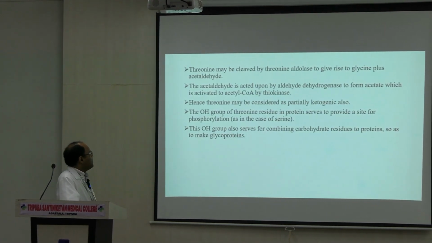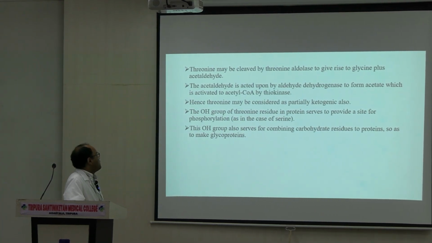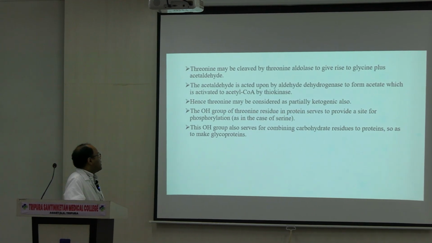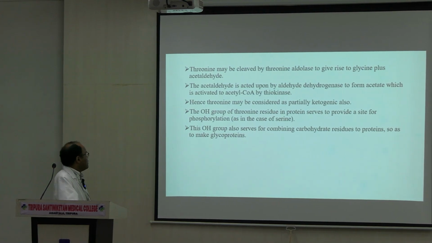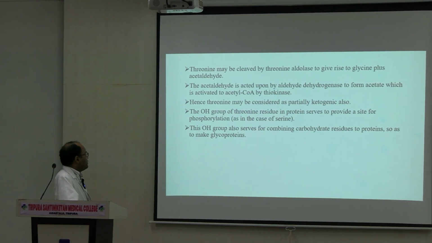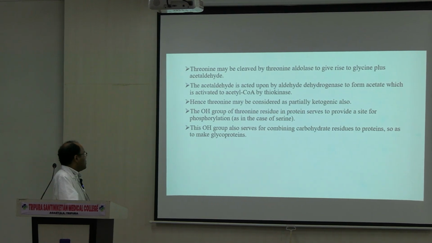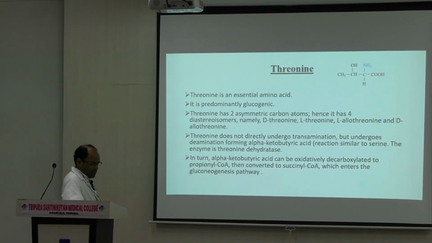Threonine may be cleaved by threonine aldolase to give rise to glycine plus acetaldehyde. The acetaldehyde is acted upon by aldehyde dehydrogenase to form acetate, which is activated to acetyl CoA by thiokinase. Here, threonine may be considered as partially ketogenic also. The hydroxyl group of threonine residue in protein serves to provide a site for phosphorylation, as in the case of serine. This hydroxyl group also serves for combining carbohydrate residues to protein so as to make glycoproteins.